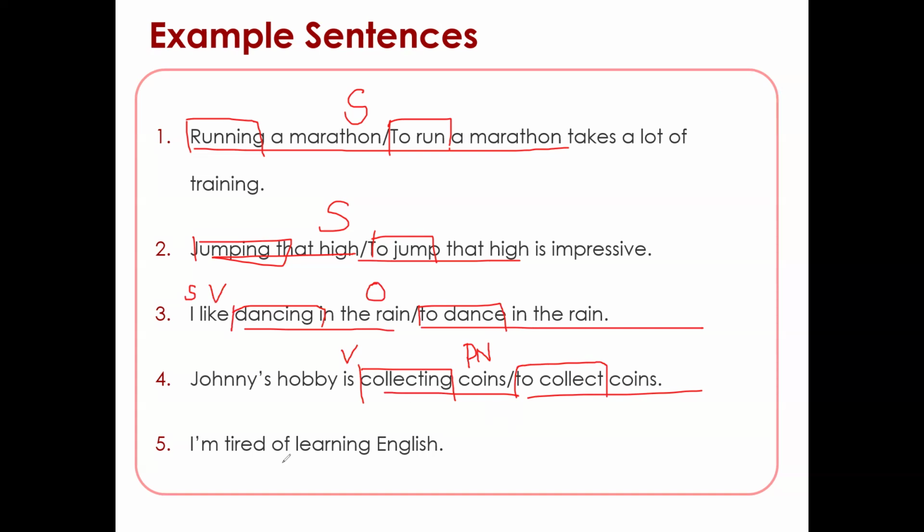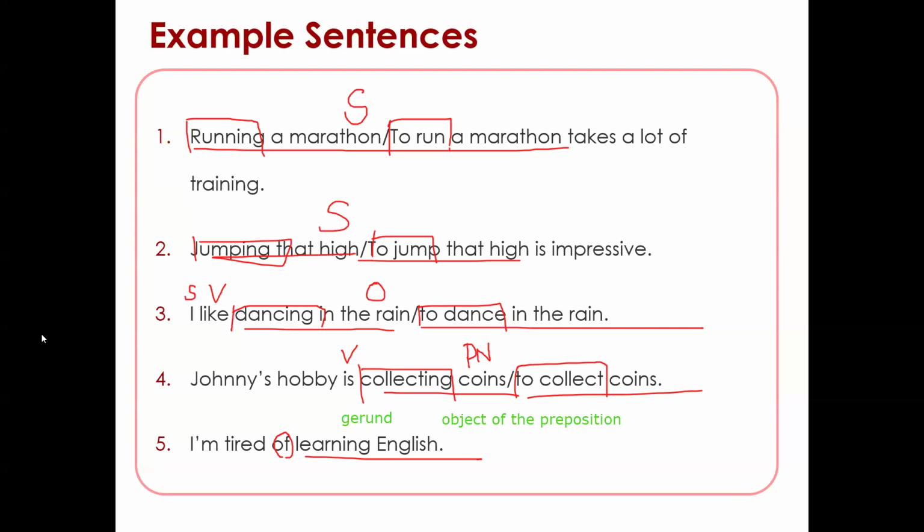All right, what about number 5? So learning English is our gerund phrase here. It is following the preposition of, so it is functioning as the object of the preposition. So this is where you cannot use an infinitive phrase. You cannot say, I'm tired of to learn English. So whenever you want to use a verbal phrase after a preposition, like in, on, at, to, of, from, between, among, you can only use a gerund phrase.